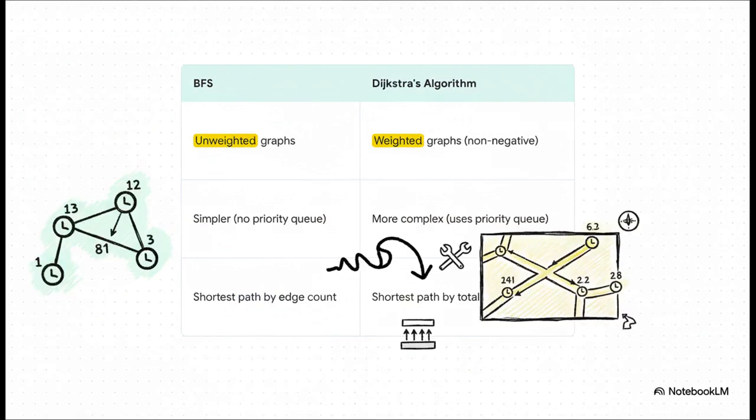So what happens if your graph does have weights? You know, like a map, where roads have different travel times. Well, that's when you graduate from BFS to Dijkstra's algorithm. You can really just think of BFS as a special, simpler case of Dijkstra's where every single edge has a weight of 1. The moment those weights start to vary, you need the more powerful tool.